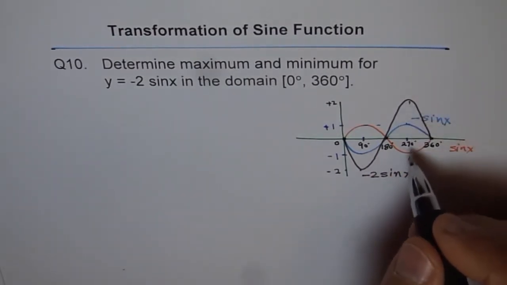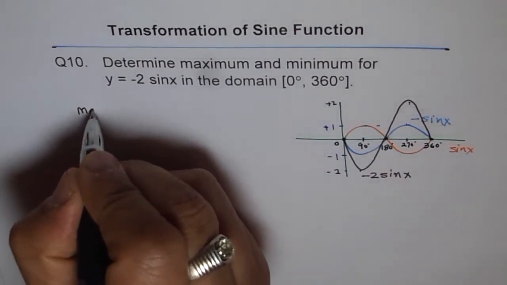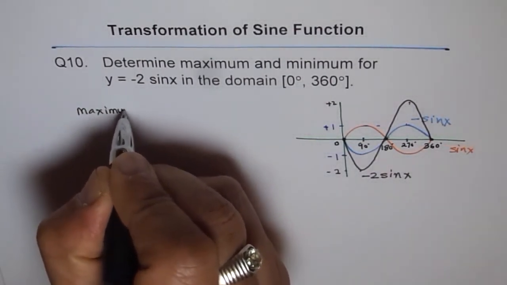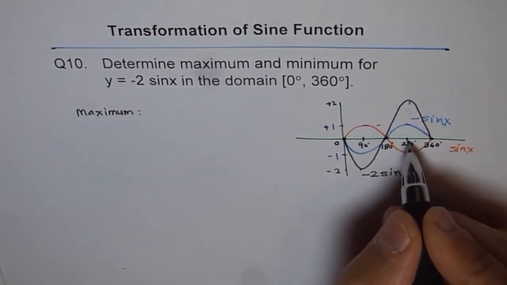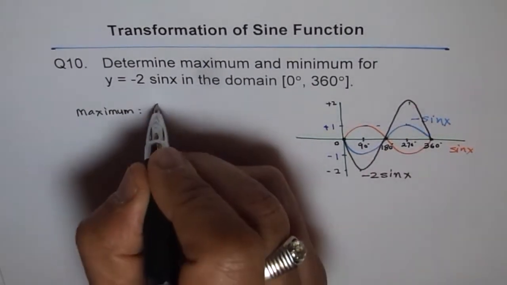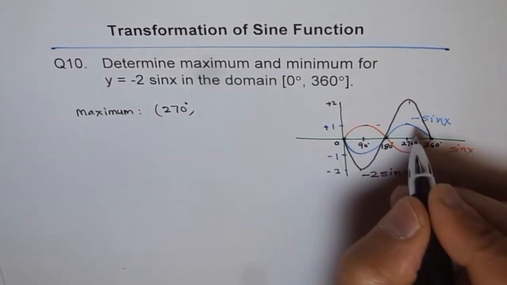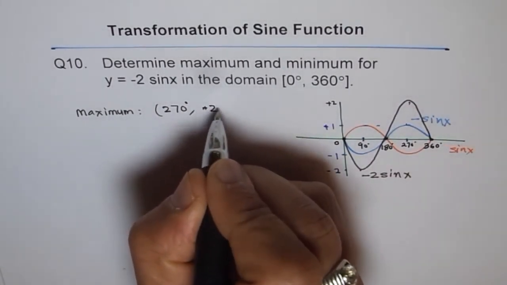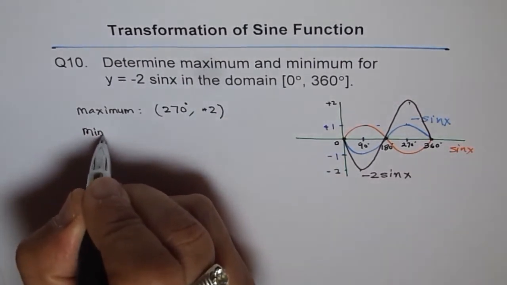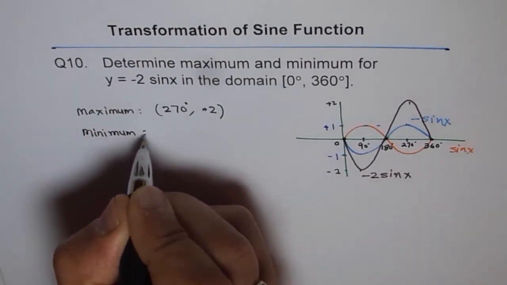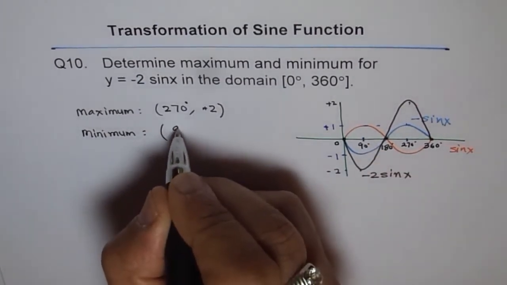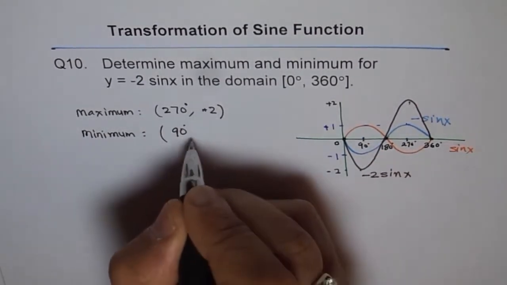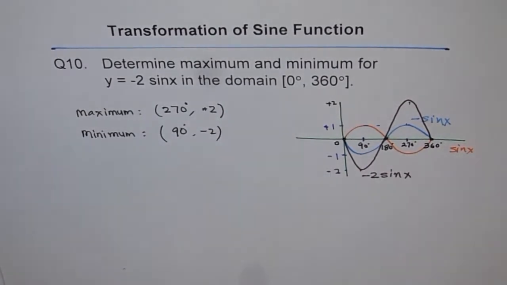Do you see that? So from the graph we can say maximum is at 270 degrees and the value is plus 2, right? And the minimum is at 90 degrees, right? And the value is minus 2. So that happens to maximum and minimum. So this is how we can do it with the help of a graph. Now let me show you with the help of transformation.